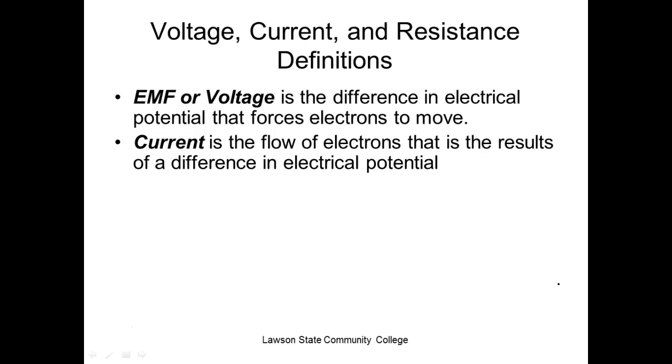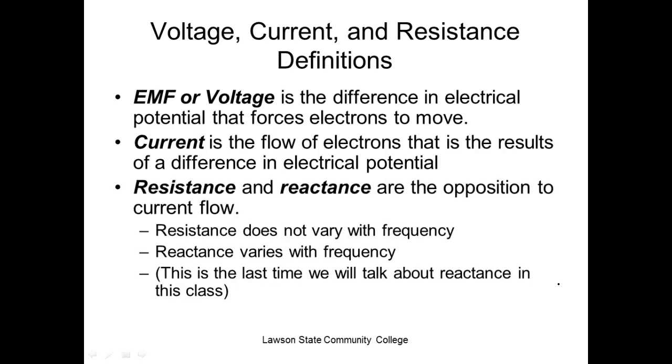Current is the flow of electrons that results from a difference in electrical potential plus a path, right? Resistance and reactance. So this is a little definition. Resistance and reactance are the opposition to flow. Resistance does not vary with frequency, and reactance varies with frequency. We're not going to talk much about reactance. People that tell you that AC and DC are the same, they have no idea.